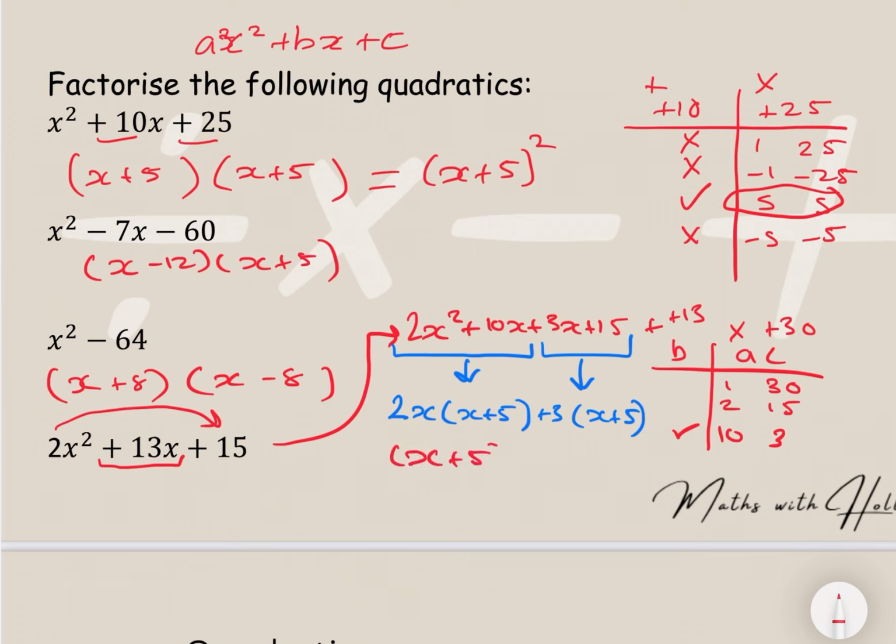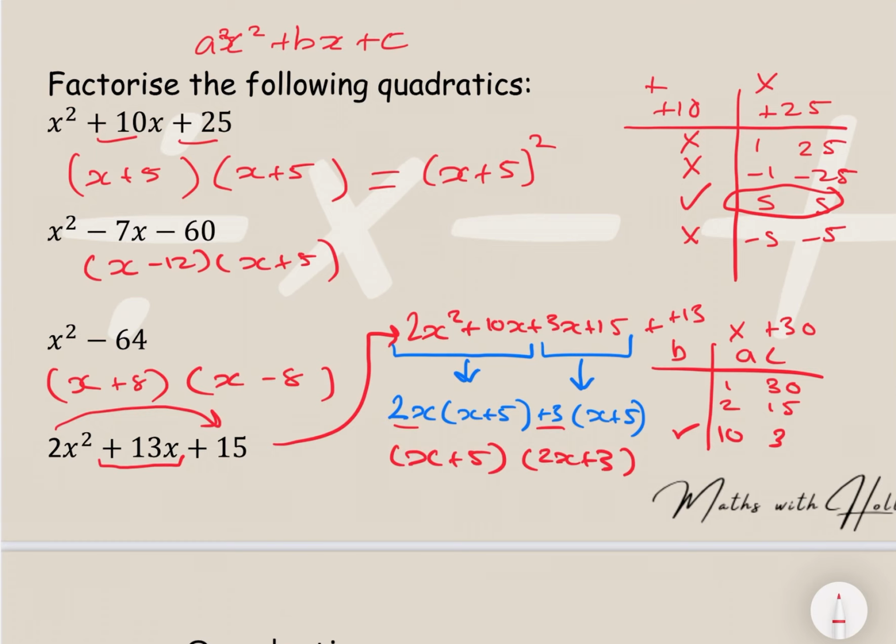So that means one of my answers is x plus 5, and the other answer is what is remaining on the outside, which is 2x plus 3. So that is how you factorize a quadratic when you actually have a number that is not 1 for a.